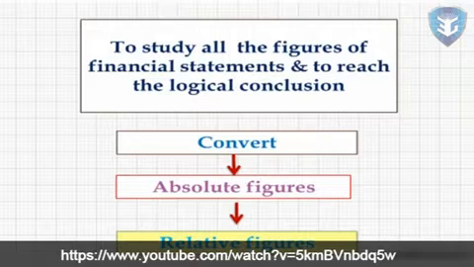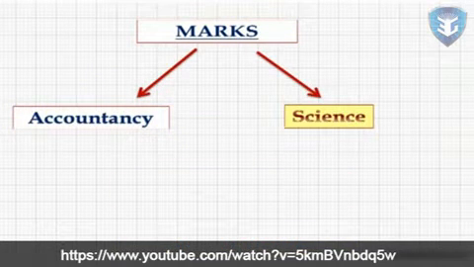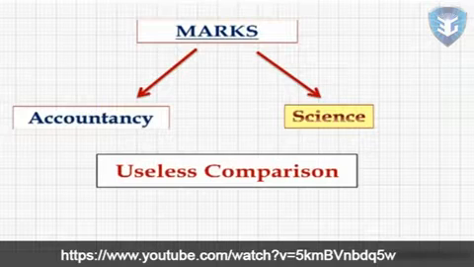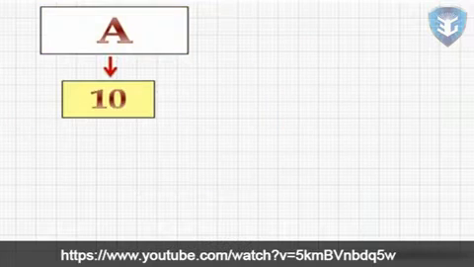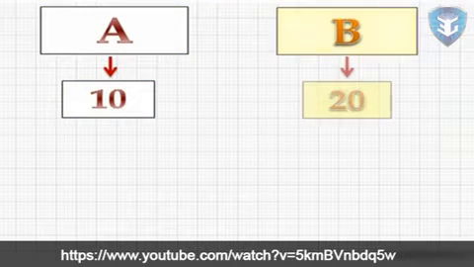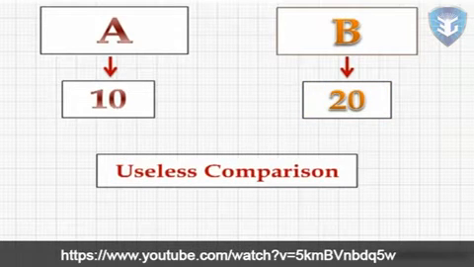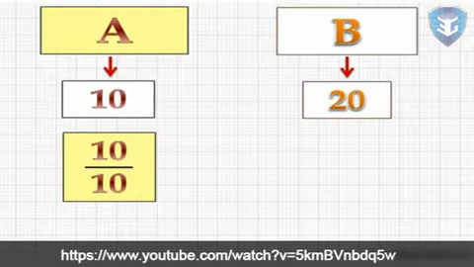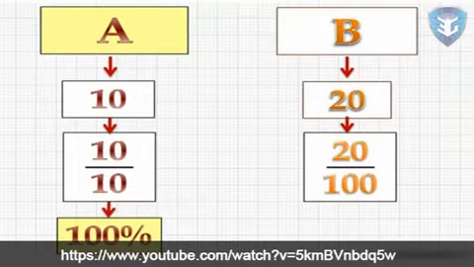more logically. For example, if you are trying to compare the marks of accountancy and the marks of science, it's totally different subjects. It's a useless comparison. Or otherwise, if somebody says that he has got 10 marks and B says that he has got 20 marks, and you are trying to compare these two marks, it's useless, because first of all, you should ask out of how many marks he has got. Suppose A has got 10 marks out of 10 and B has got 20 marks out of 100. It means A has got 100% and B has got only 20%.